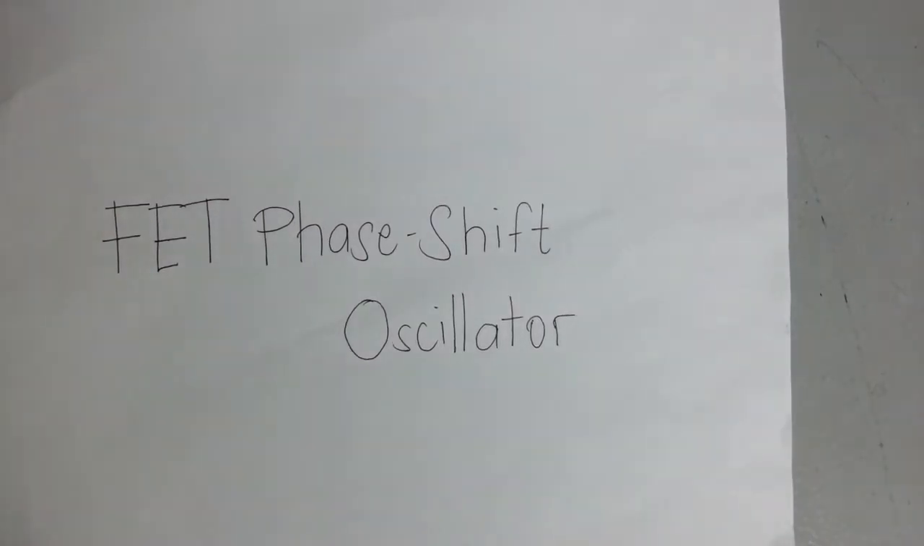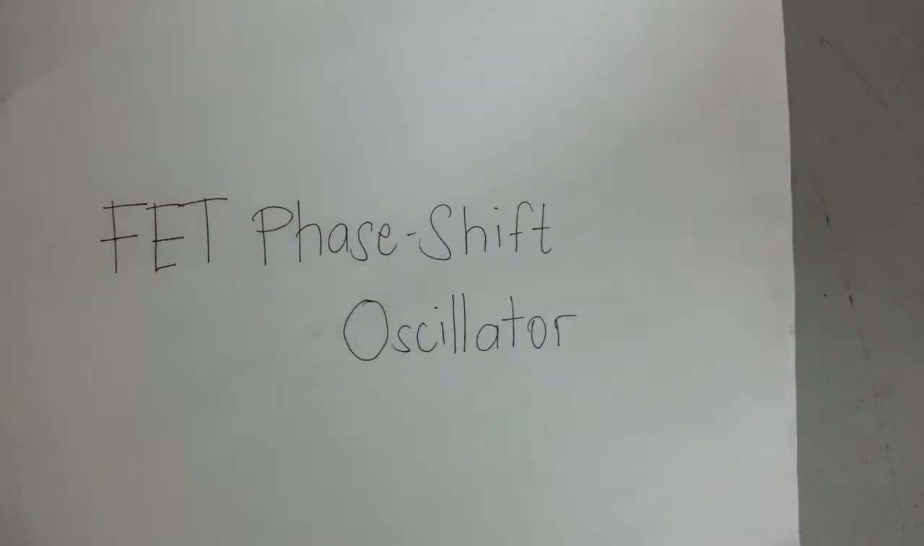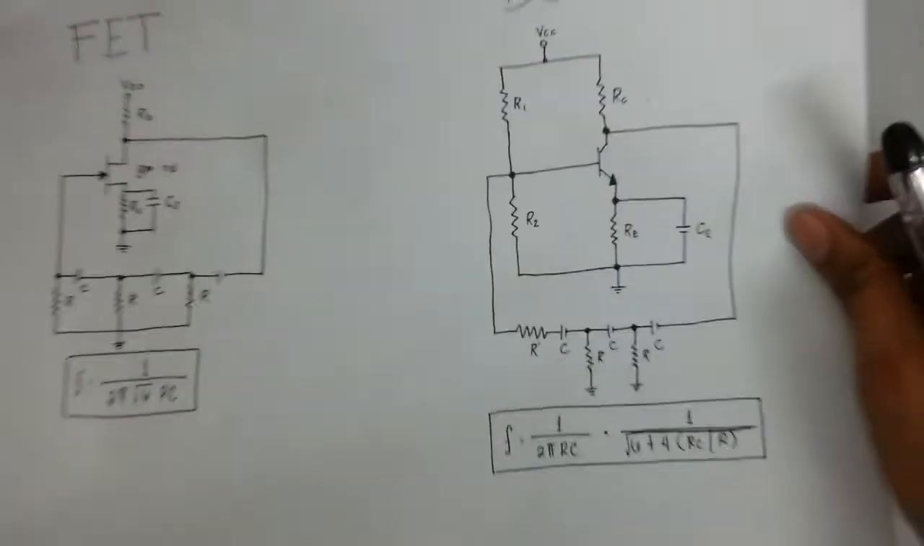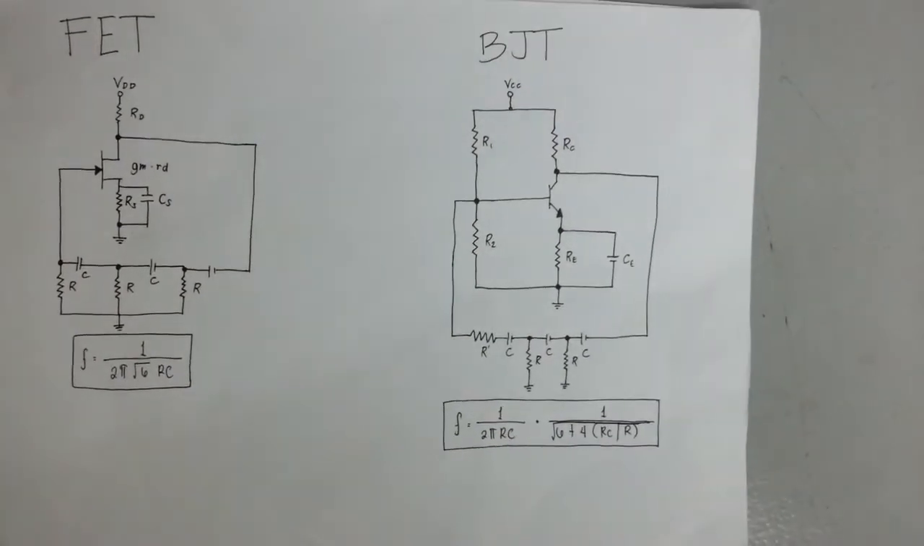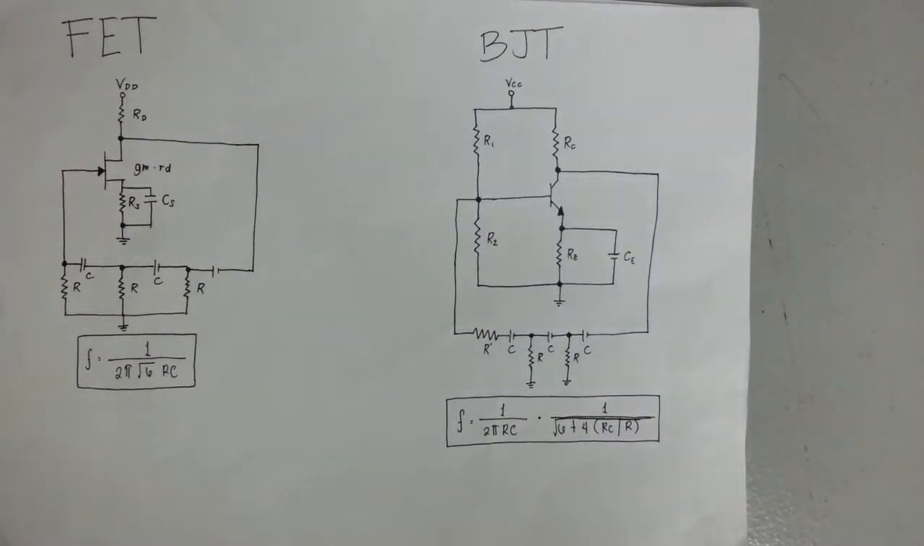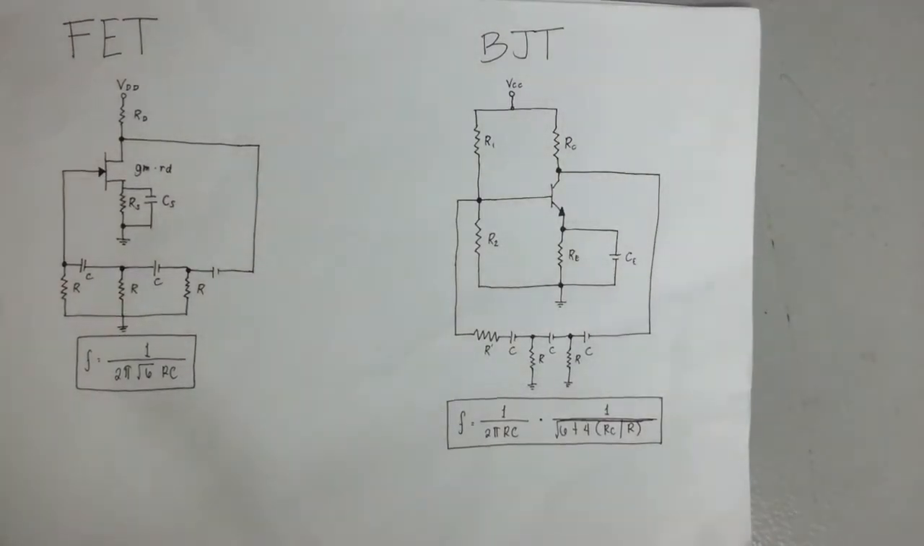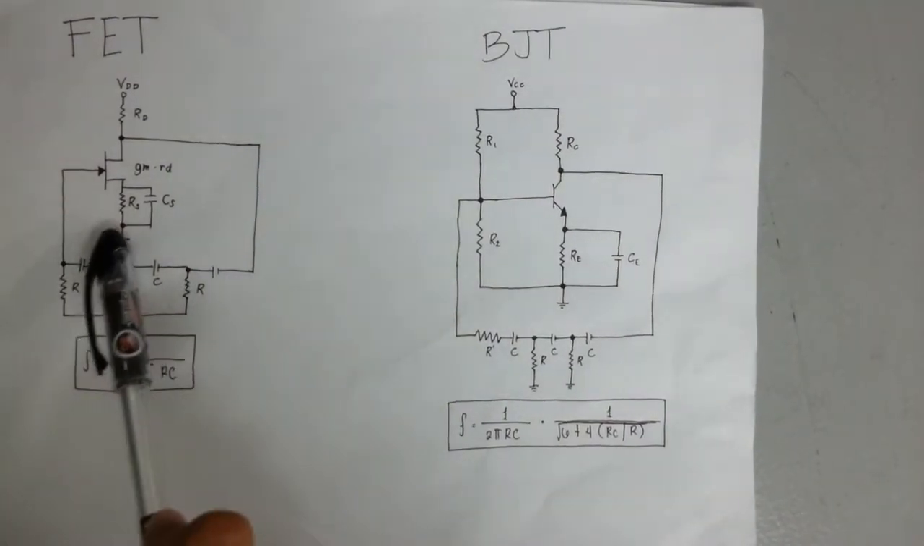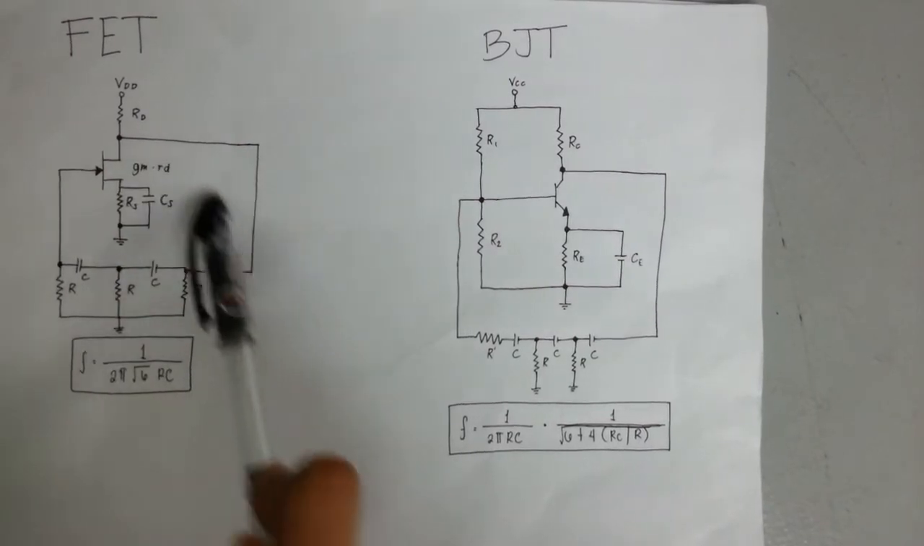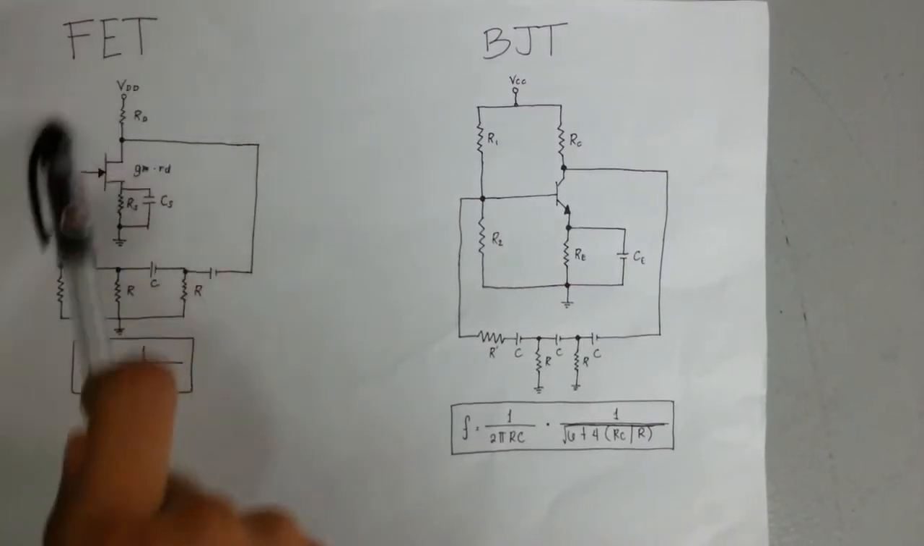We're going to discuss the FET phase-shift oscillator. A practical version of a phase-shift oscillator circuit is shown. The circuit is drawn to show clearly the amplifier and feedback network. The amplifier stage is self-biased with a capacitor-bypassed source resistor and a drain bias resistor RD.